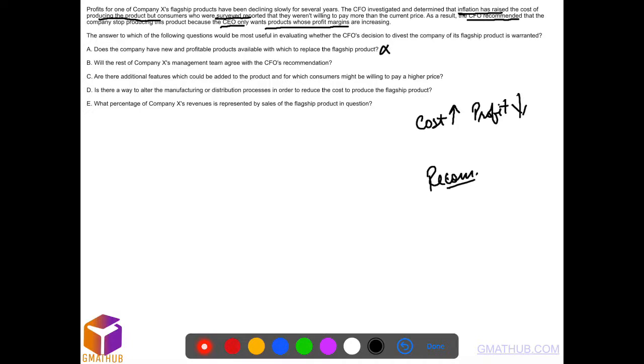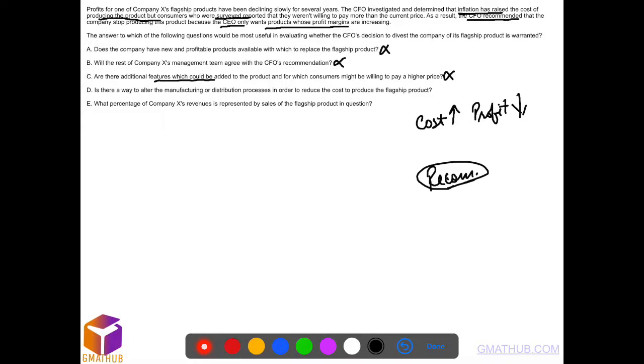Second, will the rest of the company's management team agree with the CFO's recommendation? Again, the CFO has to make a recommendation. Whether that will be taken or not is not our concern. Are there additional features which could be added? We are talking about the same product, not a different product.